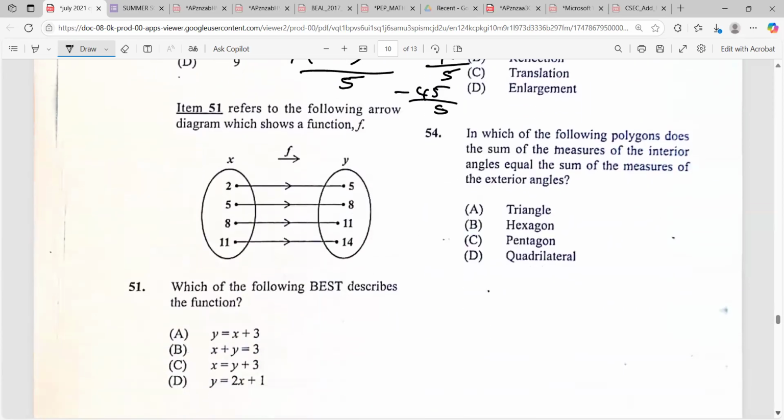Item 51 refers to the following arrow diagram which shows a function. Which of the following best describes the function? All right, so we have x here, and we have 5, that is our plus 3. We could look at the options. Yeah, y is equal to x plus 3. So to get y, that's the focus, right? The domain, the range. You add 3 to it. So 2 plus 3 is 5. Yeah, that one wasn't bad.